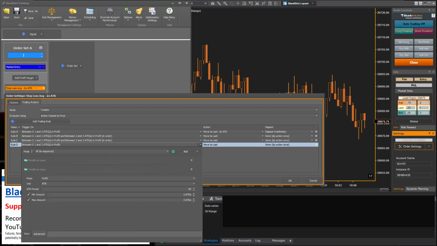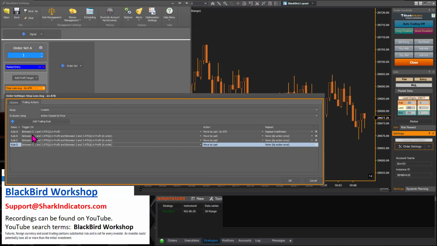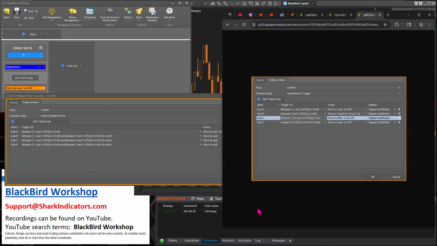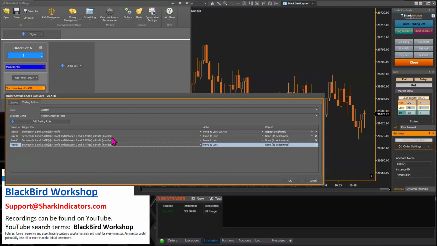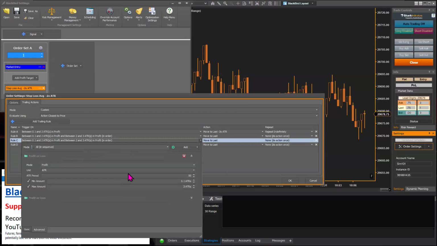Let's see, all in sequence. And yep, we're good to go. So these should all read the same here, right? 0.1 to 2, and then 2 to 3, and yep, there we go. Okay, so now rule C. Let's see, what do we have here for rule C? So rule C is 3 to 9.9. Yeah, all right. 3 to 9.9.